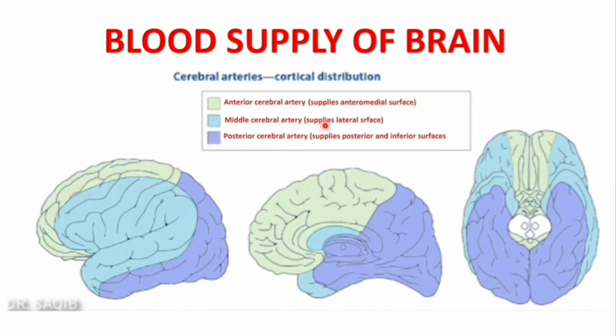And then the middle cerebral artery supplies the lateral surface. This is the lateral aspect, and this strip, in this color, supplies the lateral surface of the cerebral hemisphere. Lastly, the posterior cerebral artery supplies the posterior and inferior surfaces. This is the posterior aspect, and this is a large area on the inferior surface. And now I will discuss the blood supply of the other areas.